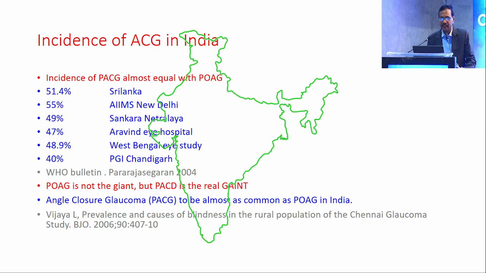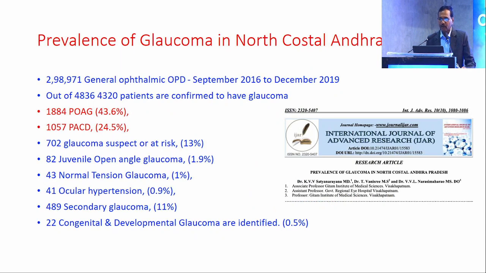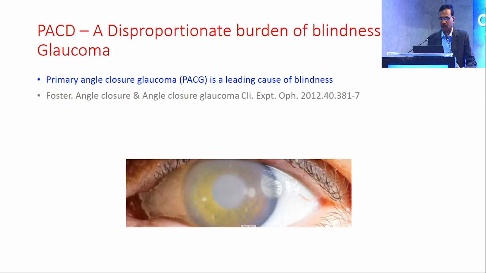When it comes to the Indian scenario, the PACD incidence is almost 50-50 in some parts of the north, including the PGI, West Bengal study and Sankara Nethralaya. But for the prevalence of glaucoma in North Coastal Andhra, we conducted a study from Regional Eye Hospital of Visakhapatnam. Our conclusions are POAG is 43.6% and PACD is around 24%.